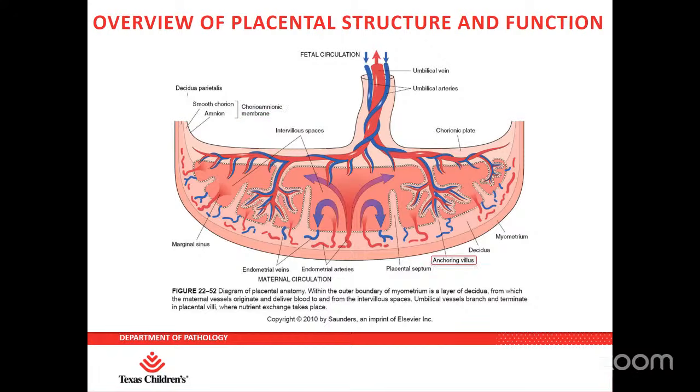You have anchoring villi that secure the placenta to the maternal decidua, and then placental septa, which extend into the intervillous space and help stabilize and organize the architecture. So together, these features create a remarkably efficient and low resistance system that maximizes exchange, whilst also maintaining, under normal circumstances, complete separation of the maternal and fetal blood.